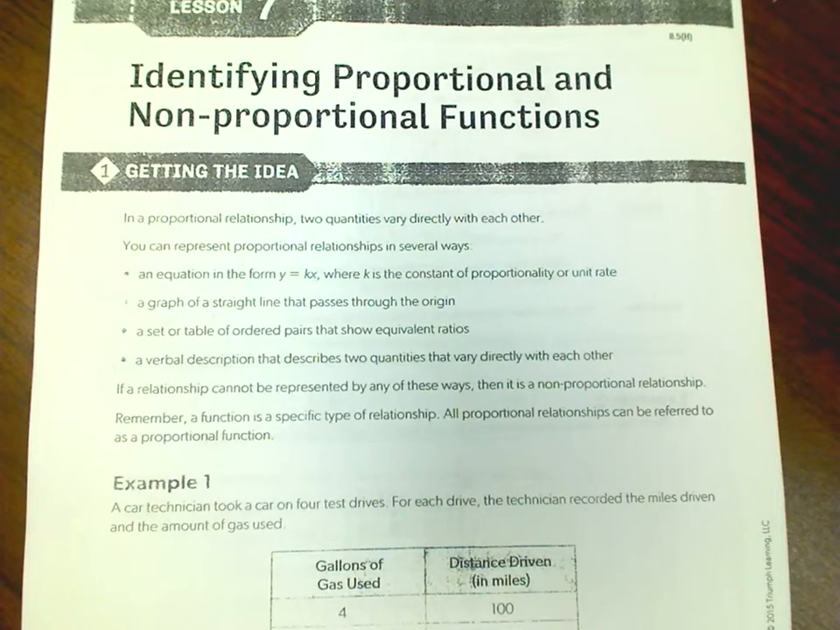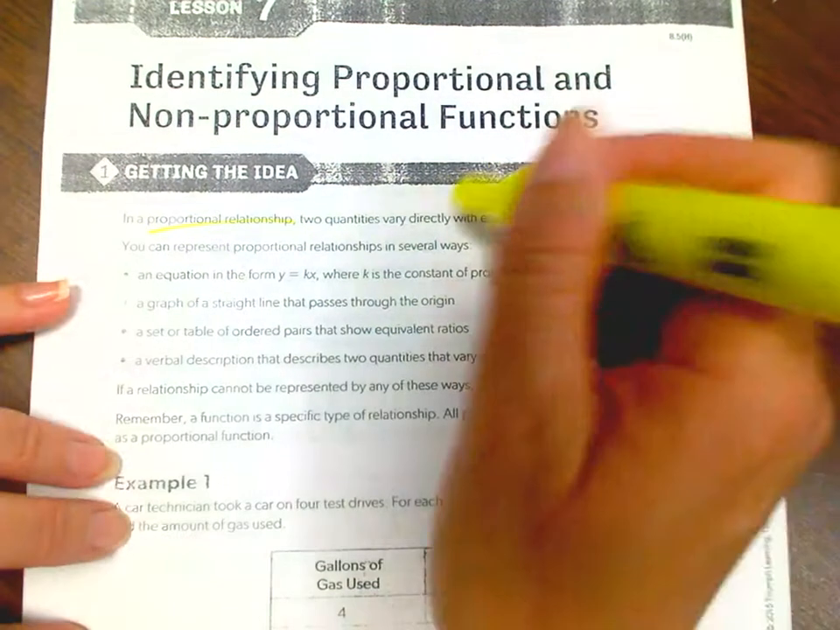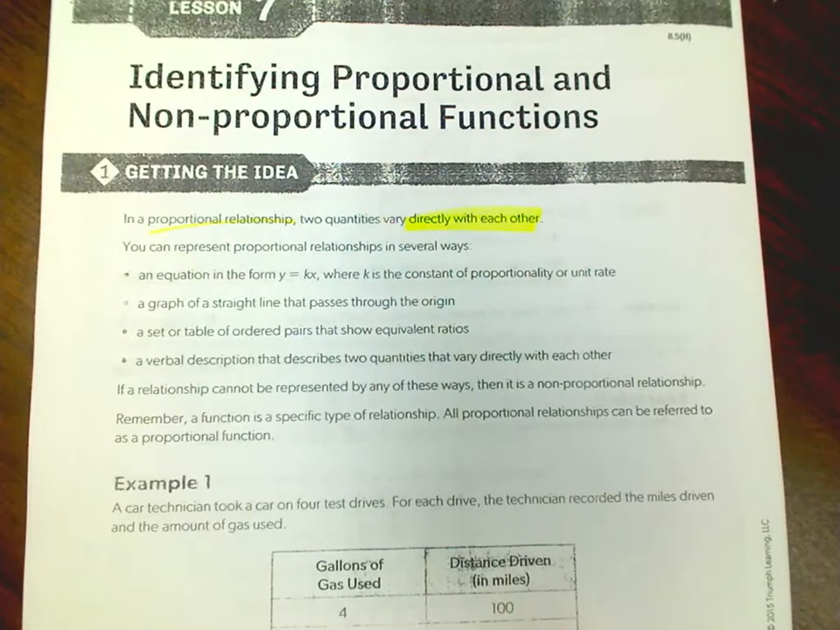This is lesson 7 of our STAAR review, identifying proportional and non-proportional functions. Okay, just a review on some vocabulary that we went over in the last lesson: a proportional relationship is two quantities that vary directly with each other. Okay, you can represent proportional relationships in several ways.